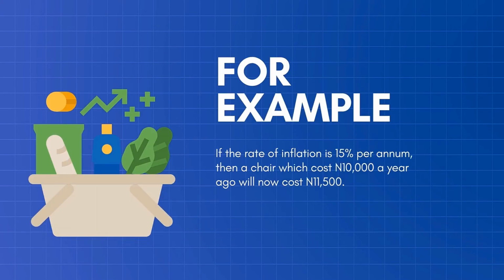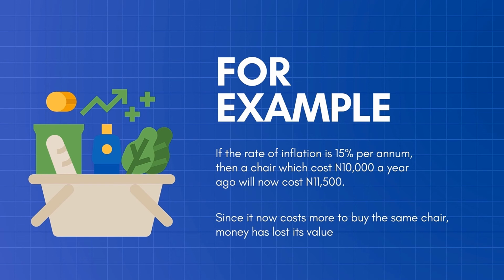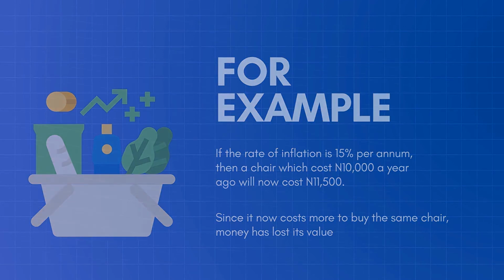For example, if the rate of inflation is 15% per annum, then a chair that cost 10,000 naira last year will now cost 11,500 naira. Why? Because 15% of 10,000 naira is 1,500. Add this to the initial cost, which is 10,000 naira, you have 11,500. So since it now costs more to buy the same chair, money has lost its value.